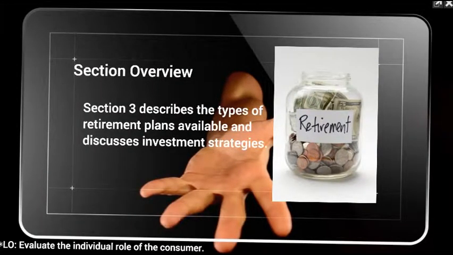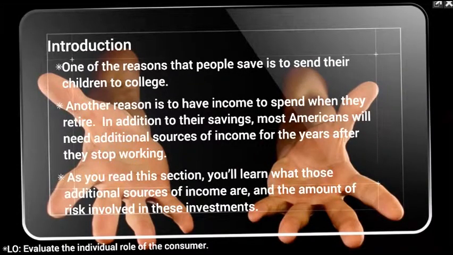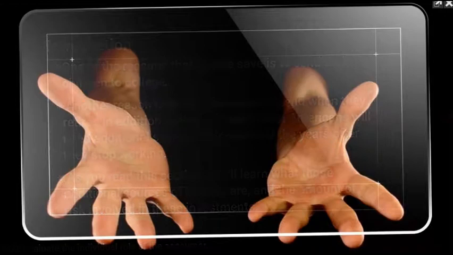Section 3 describes the types of retirement plans available and discusses investment strategy. One of the reasons that people save is to send their children to college. Another reason is to have income to spend when they retire. In addition to their savings, most Americans will need additional sources of income for the years after they stop working. As you read in this section, you'll learn what those additional sources of income are and the amount of risk involved in these investments.